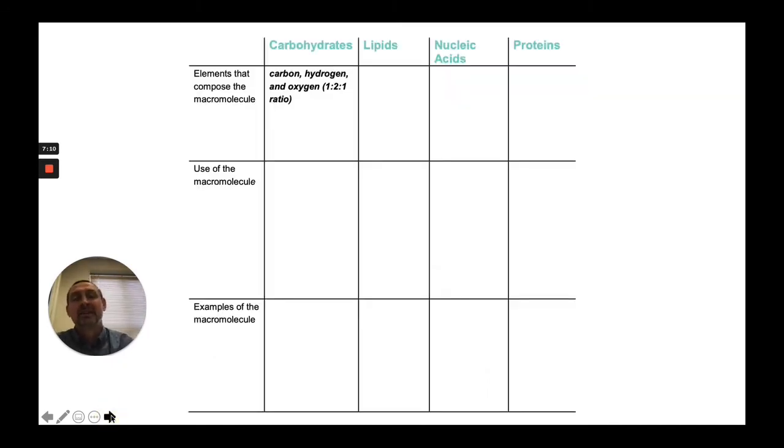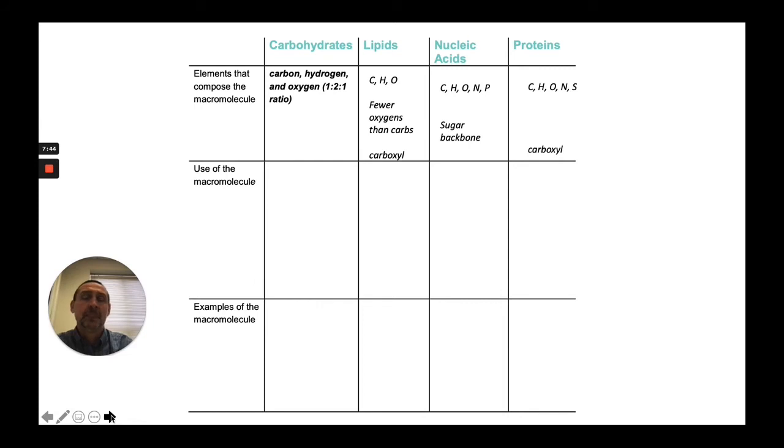Carbohydrates, lipids, nucleic acids, and proteins are all polymers made up of smaller parts. But let's look at some of those parts, including the elements that make it up. So for example, carbohydrates are made up of CHO, lipids are made up of CHO, nucleic acids are made up of CHONP, and proteins are made up of CHONS.